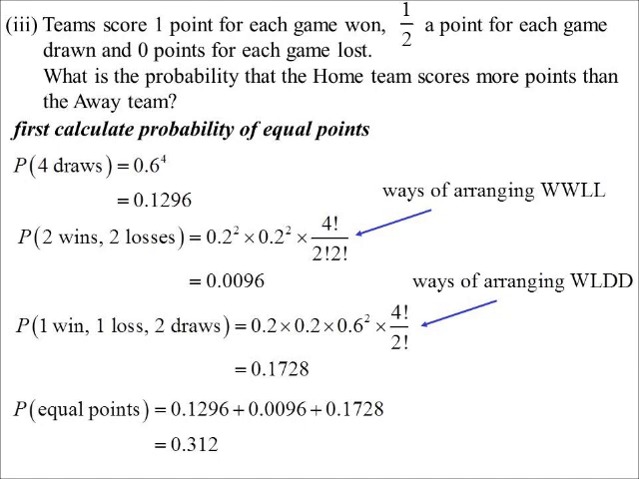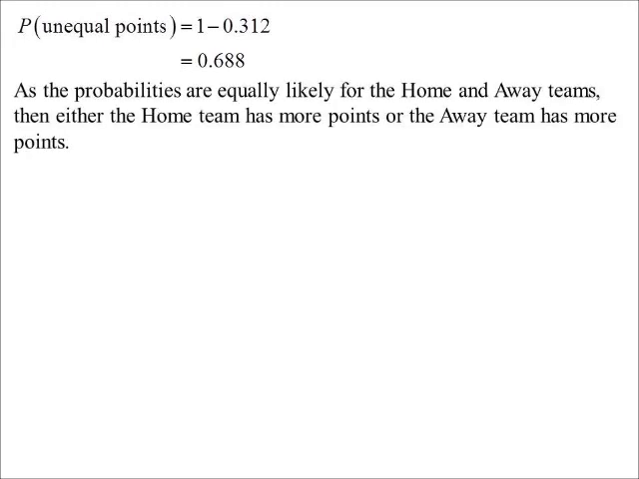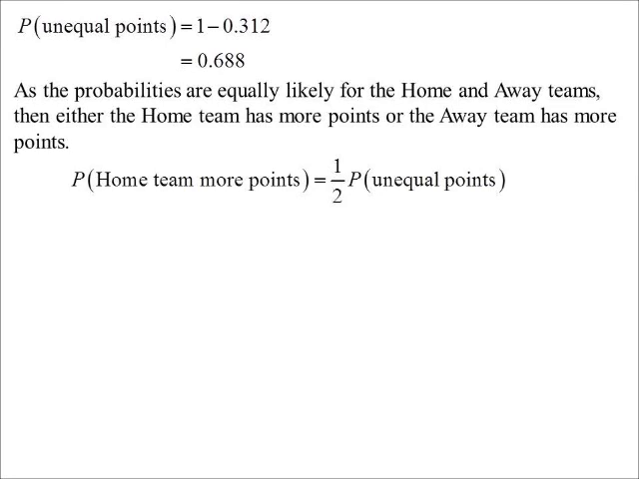So I now know the probability that they get equal points. Therefore, the probability that they get unequal points is 0.688, and that is going to have a 50-50 chance, because win-loss, remember, was equally likely. So the probability we're looking for would be half of that. And so half of the unequal gives us 0.344. So a little bit more thought than just your standard perms and coms question.